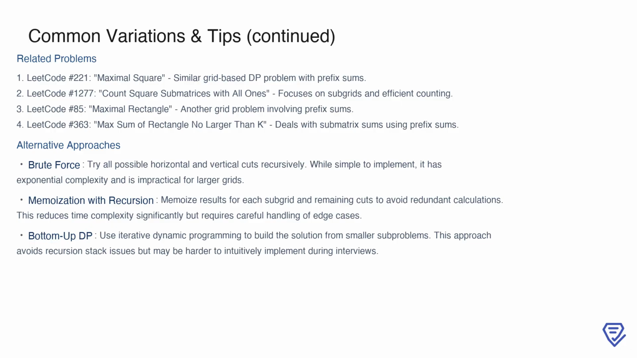As for alternative approaches, you might start with a brute force solution that recursively tries all possible horizontal and vertical cuts. While this approach is straightforward, its exponential complexity makes it impractical for larger grids. A more efficient method is to use recursion with memoization, which stores the results of previously computed subproblems to avoid redundant calculations. This significantly reduces the time complexity, though you must carefully handle edge cases. Another option is to use bottom-up dynamic programming, which builds the solution iteratively from smaller subproblems. This avoids issues with the recursion stack, but it can be more challenging to intuitively implement during an interview. Each of these approaches has its strengths and trade-offs, so understanding them will help you adapt your solution to different scenarios effectively.